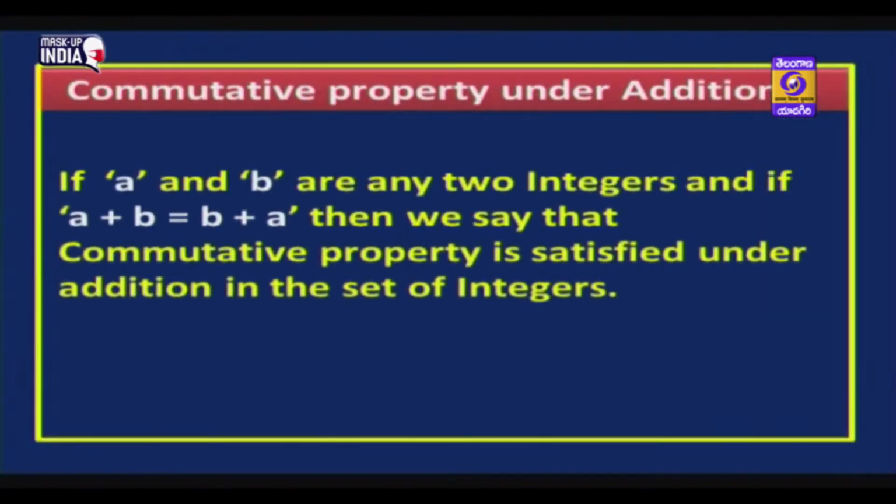So children, we have seen examples of commutative property, isn't it, children? It's very simple and easy. Now let us see what actually the property is. So, commutative property under addition states that if a and b are any two integers and if a plus b equal to b plus a, then we say that commutative property is satisfied under addition in the set of integers. So, now let us move on to another property, children.